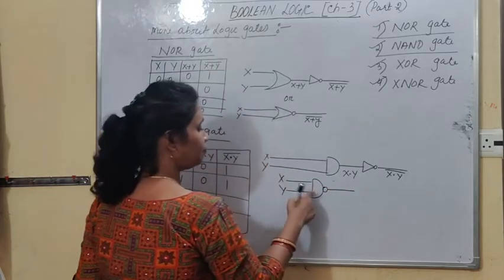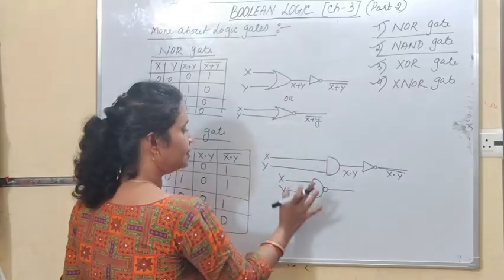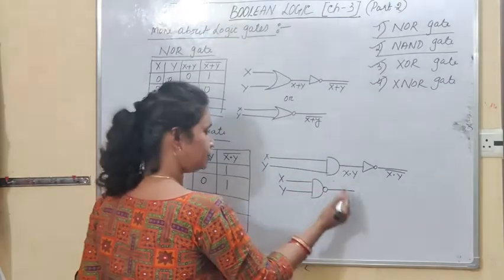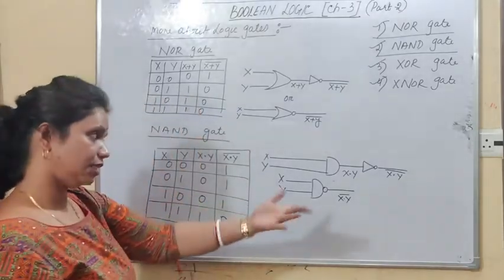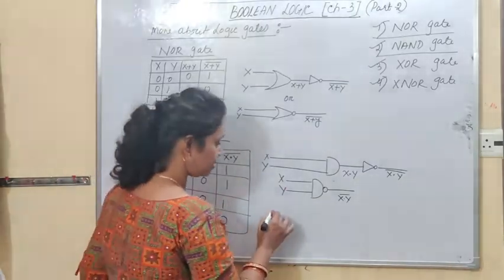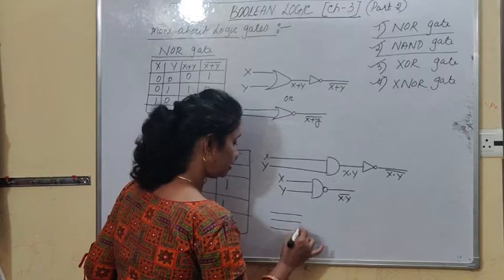So, this is the symbol of NAND gate. This is the symbol of NOR gate. This is the symbol of NAND gate, right, students? So, here you can directly write x dot y whole bar. Similarly, for three variables also you can draw the logic diagram.